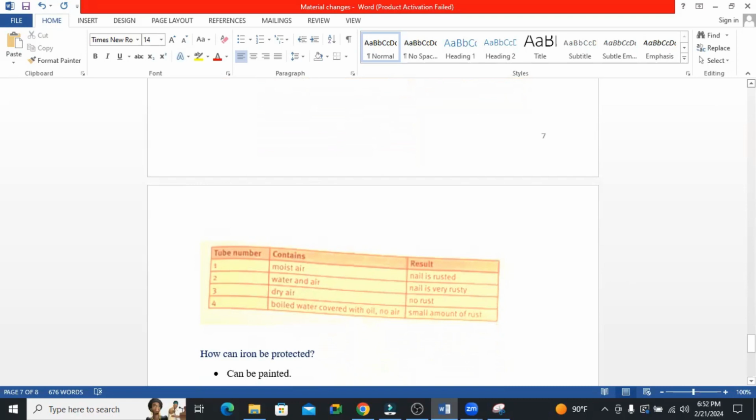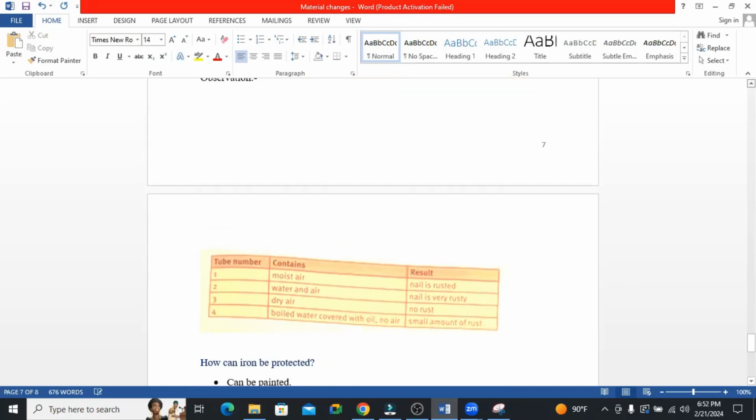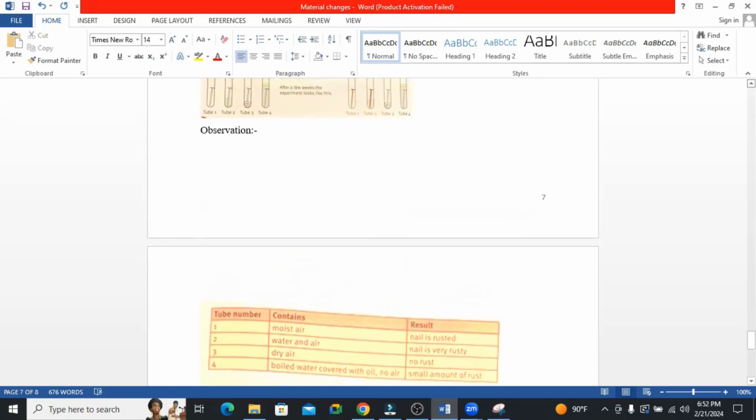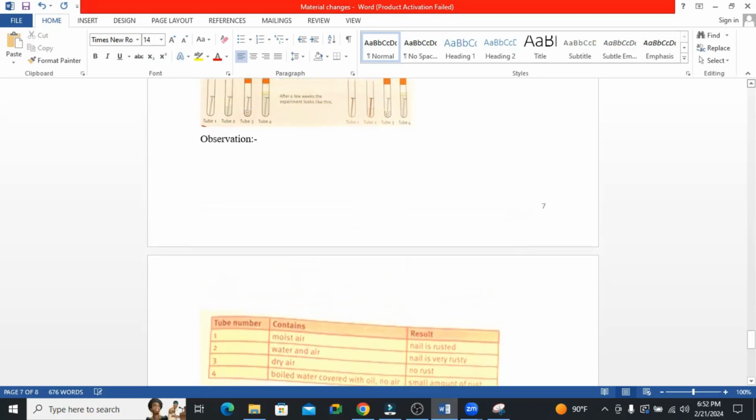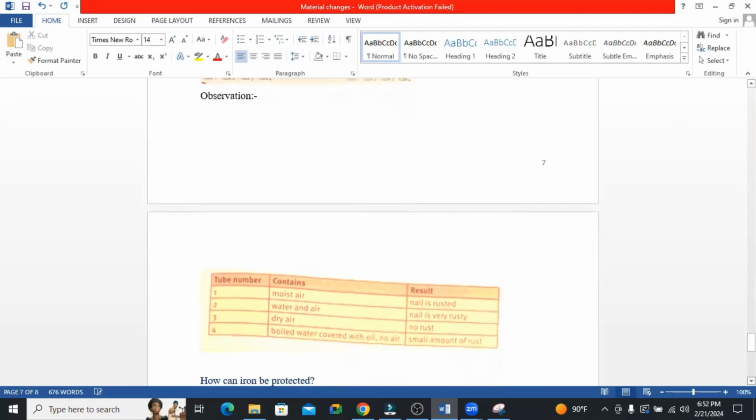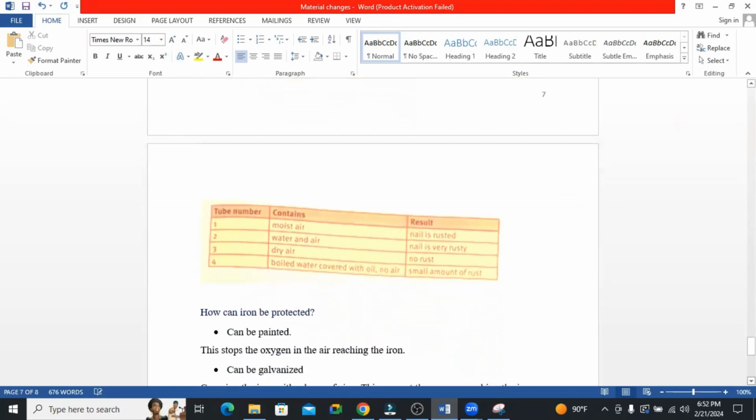In the fourth one, there's boiled water, so there's no air. But some amount of air can be seen. Then we can see a very small amount of rust because most of the air has been released, so very little rust can be seen.